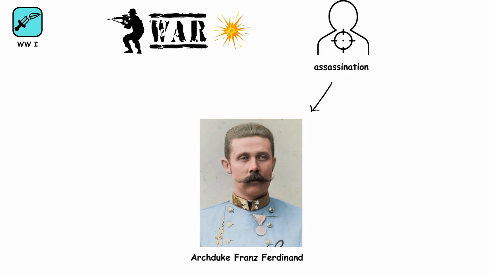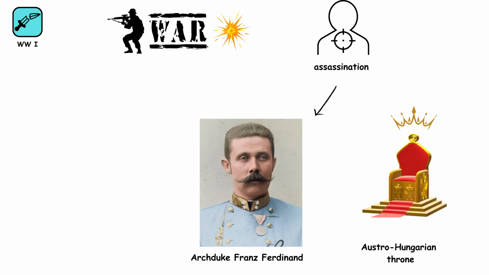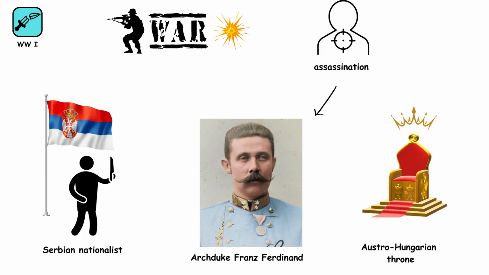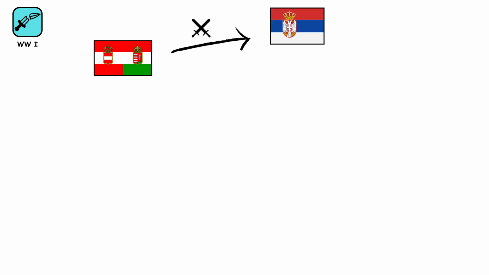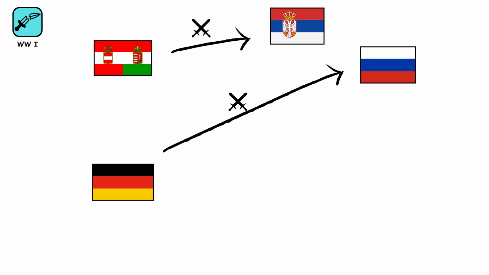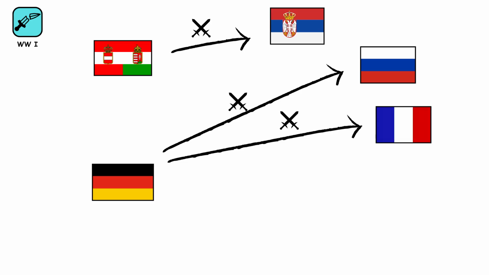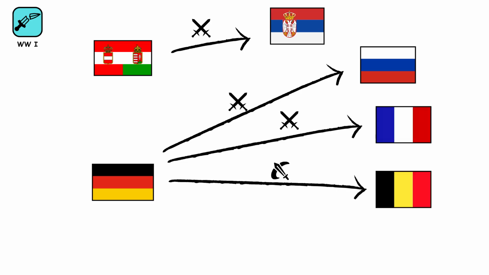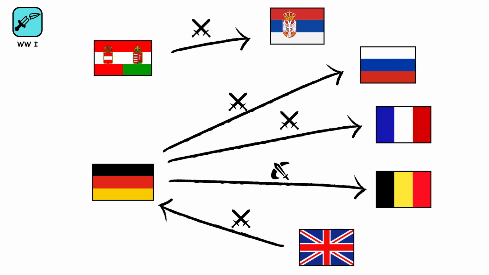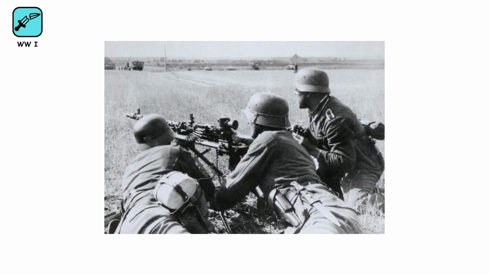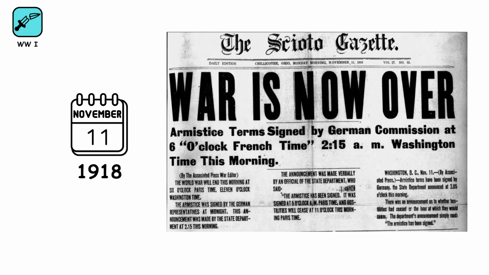Many causes led to the war, but it began with the assassination of Archduke Franz Ferdinand, heir to the Austro-Hungarian throne, by a Serbian nationalist. First, Austria-Hungary declared war on Serbia. Then Germany declared war on Russia and France. Germany invaded Belgium, which caused Britain to declare war on Germany. In this way, a great war happened in the world, and finally, on November 11, 1918, an armistice was signed.